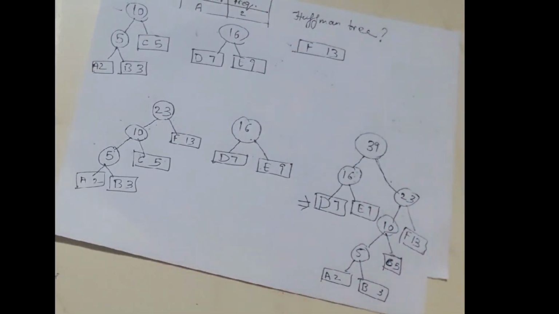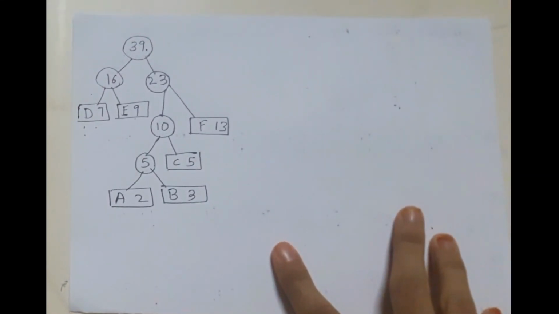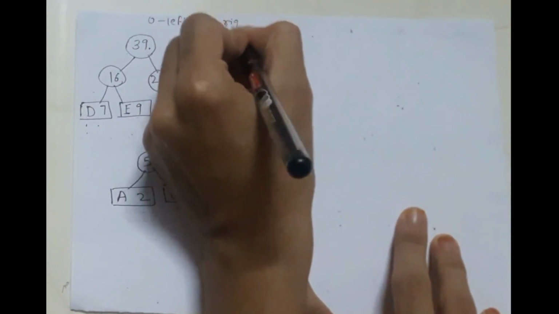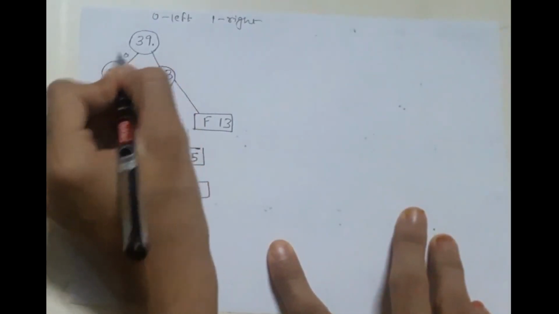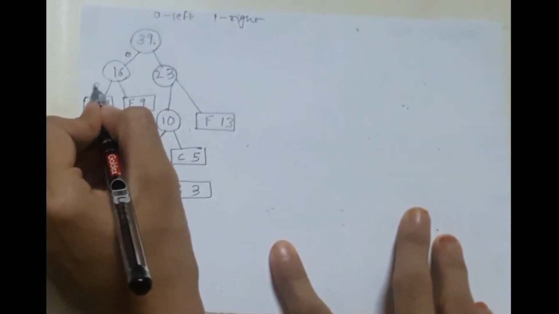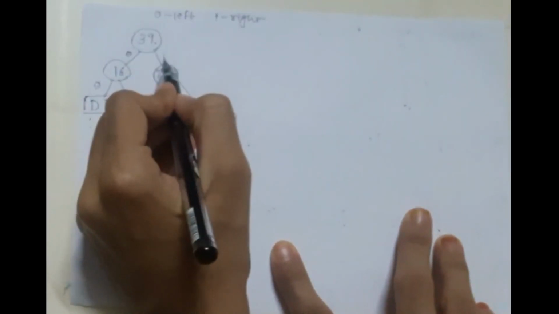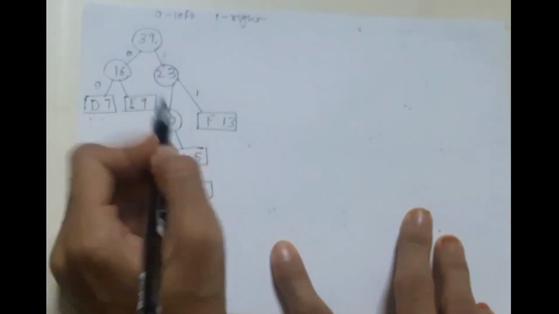Now the next step is to assign 0 and 1 to this Huffman tree. 0 will be assigned on the left side and 1 will be assigned on the right side. So left of 39 is 16, so here 0. To its left is 7, so 0. Right of 39 is 23, so here 1. Right of 23 is 13, so 1. Left of 23 is 10, so 0.